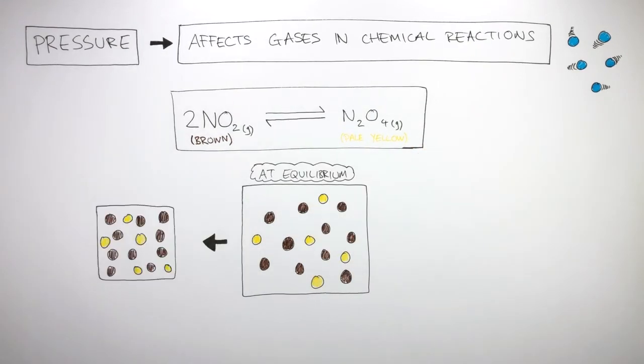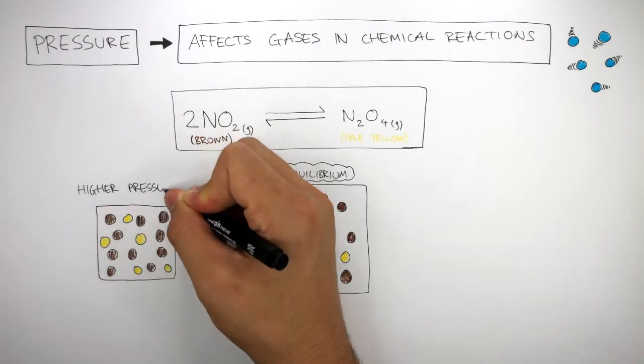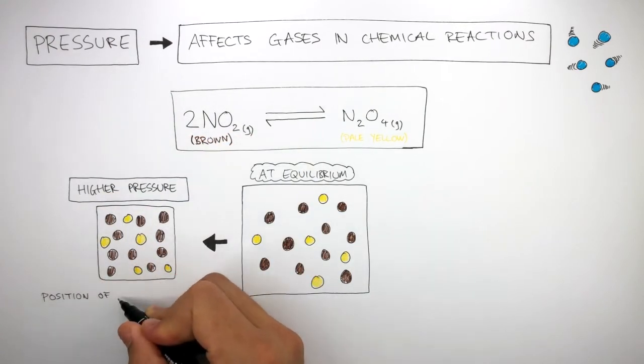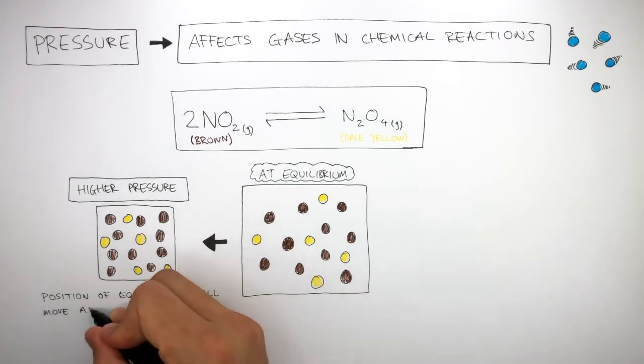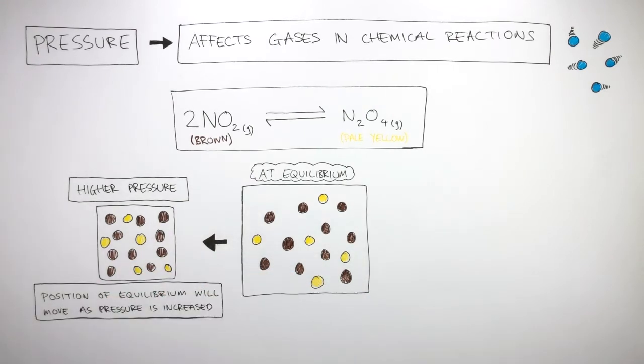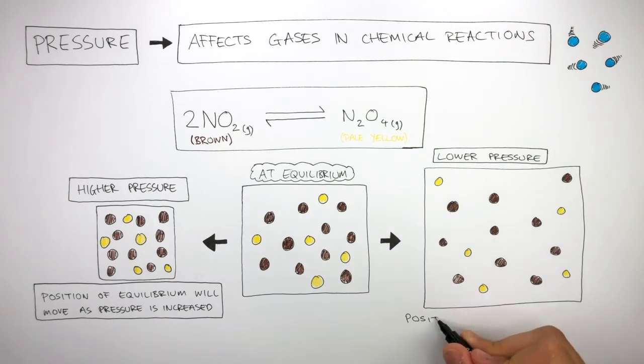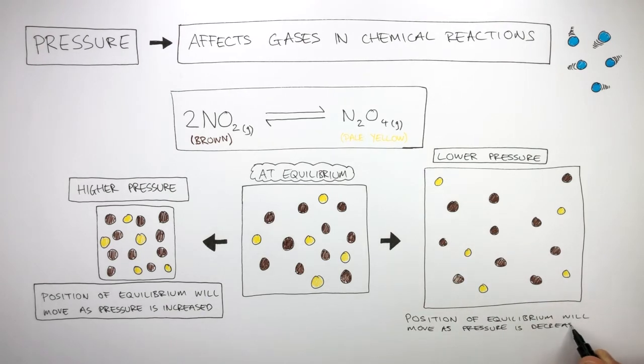And if the size of the container is reduced so that the reacting particles are now at a higher pressure, then Le Chatelier's principle states the position of the equilibrium will move as the pressure is increased. Whereas, if the size of the container is increased and there is now a lower pressure, again, Le Chatelier's principle states the position of the equilibrium will move as the pressure is decreased.